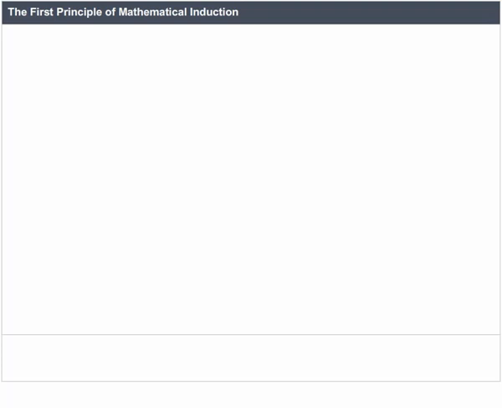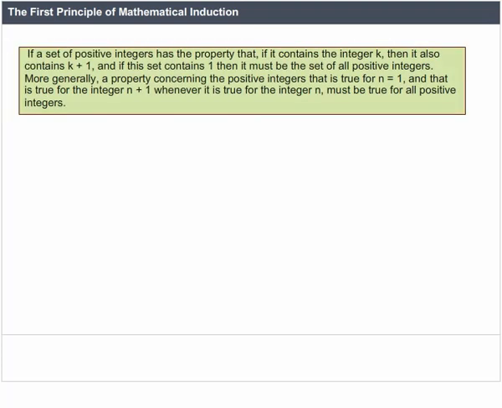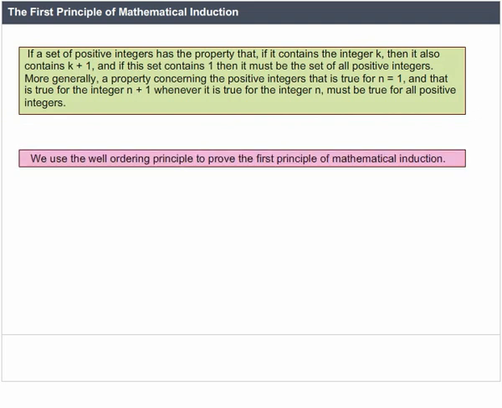The first principle of mathematical induction. If a set of positive integers has the property that if it contains the integer k, then it also contains k+1, and if this set contains 1, then it must be the set of all positive integers. More generally, a property concerning the positive integers that is true for n equal to 1 and that is true for the integer n+1 whenever it is true for the integer n must be true for all positive integers. We use the well-ordering principle to prove the first principle of mathematical induction.